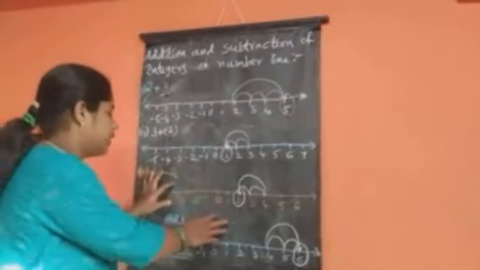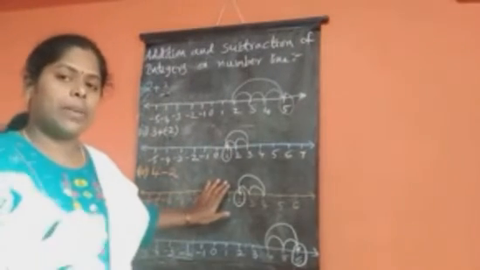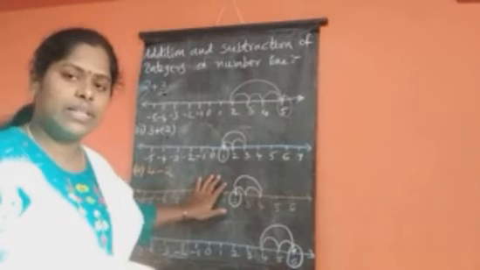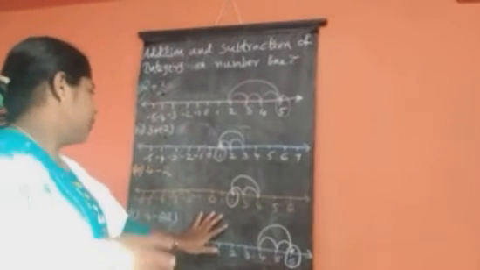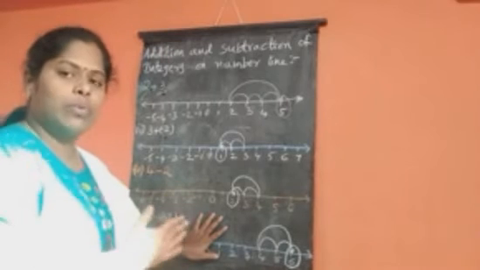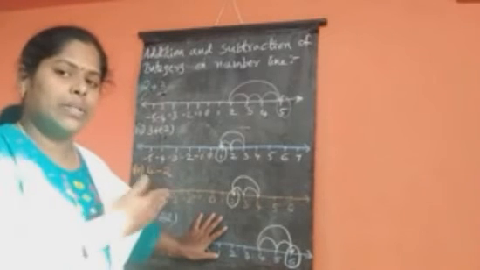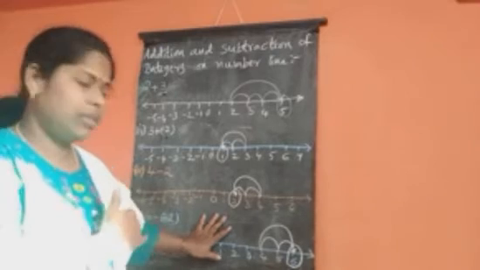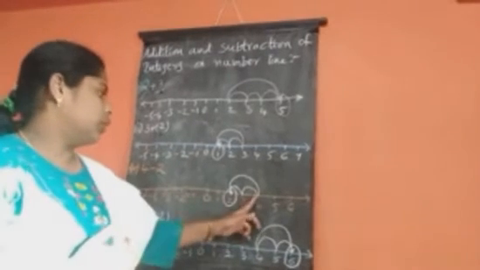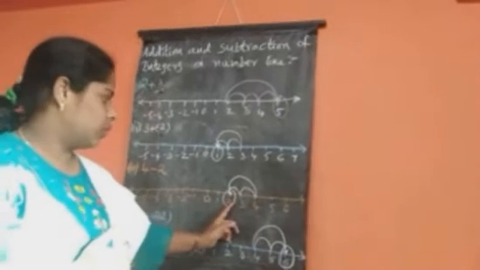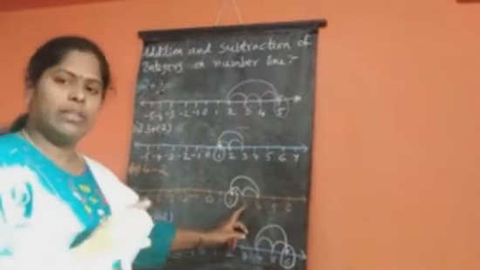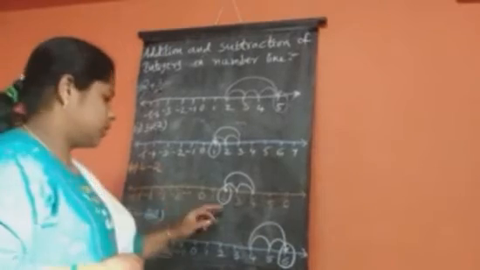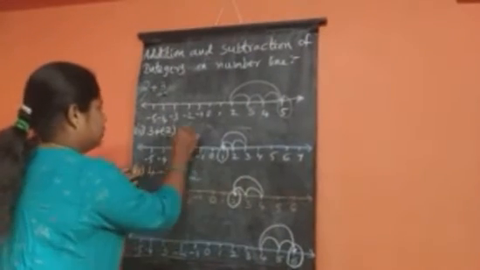Again, 4 minus 2. Here we are doing subtraction. Subtraction means we subtract a positive integer from a positive integer. Here 4 and 2 are both positive integers, and we subtract 2 from 4. When we subtract a positive integer from a positive integer, we take back steps from the number, that is, we move to the left side of the number. So 4 minus 2 means we take 2 steps back from 4. From 4 to 3 is the first step, and from 3 to 2 is the second step. The last step is the answer. So 4 minus 2 is equal to 2.